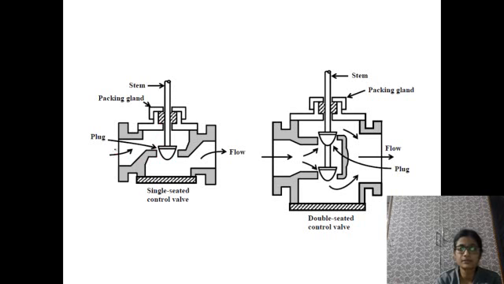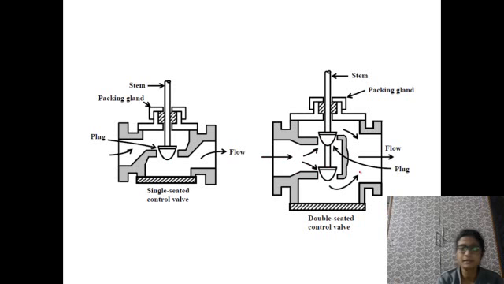So the fluid flows through this path. So this is a single plug and single seat area. This is called a single seated control valve. For a double seated valve, the fluid flow can be divided through two paths, and there are two plug and seat areas, so that the fluid can flow through these two.